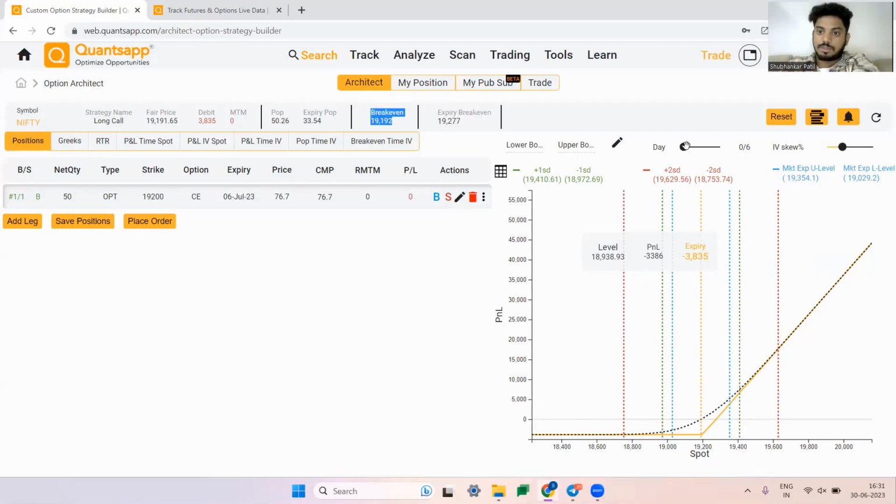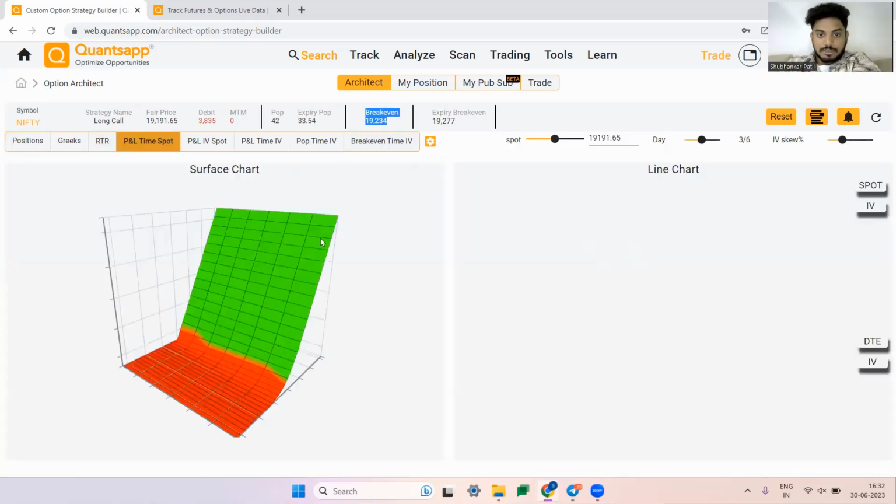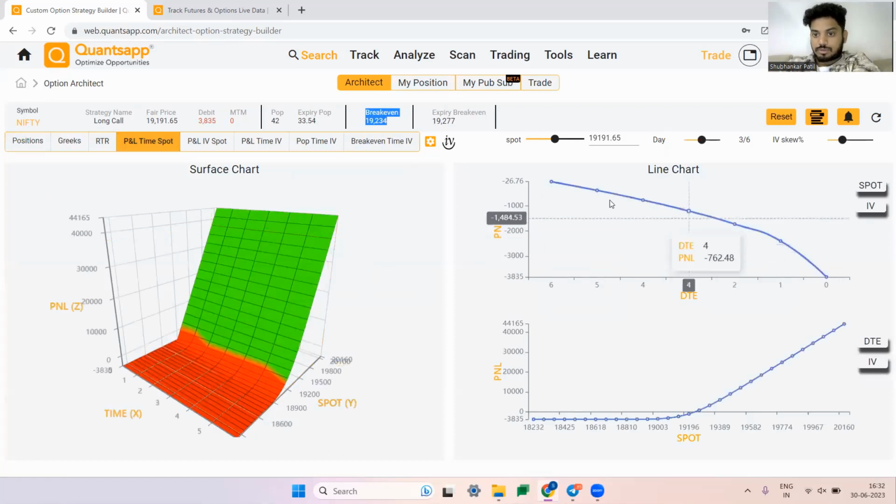Now let's say if I move this day slider to 3 days, just if I want to see what would be my break even if I hold this entire strategy for 3 days. So it's saying that the break even would be 19,234. Now, if I just show you something interesting, just check this. Okay, so this is what I was talking about. So this is the theta curve basically.